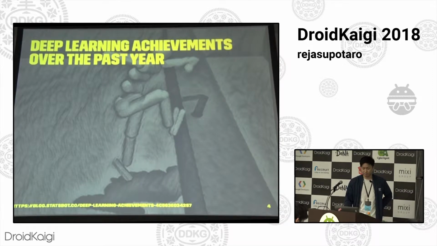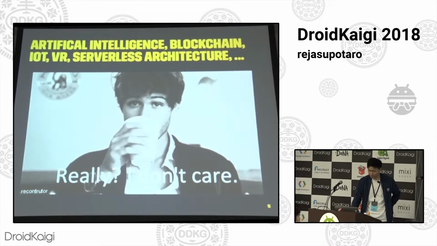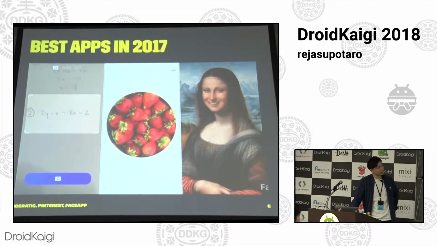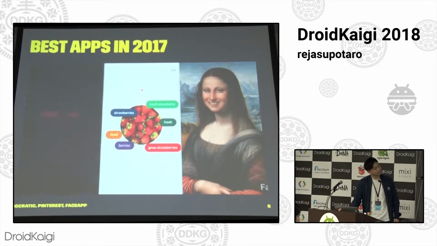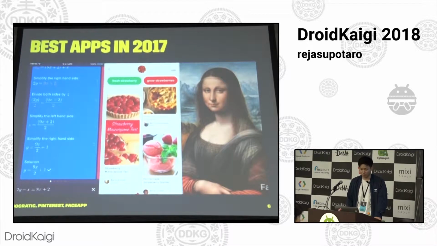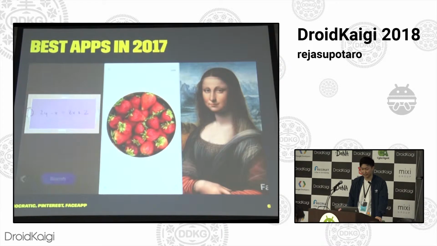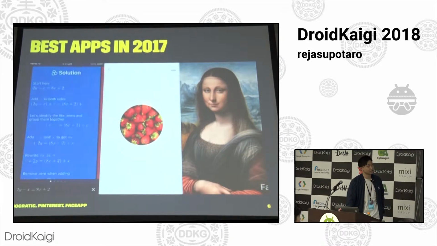Information retrieval is one of the fields which has evolved a lot in the last few years, thanks to deep learning. And some people are cynical about buzzwords like AI, blockchain, IoT, VR. But look, these are desktops in 2017. They have already productionized machine learning. It's already been happening in our daily life, not only in academia.